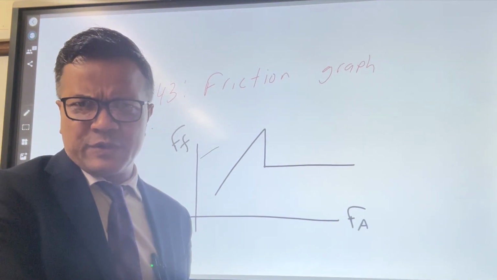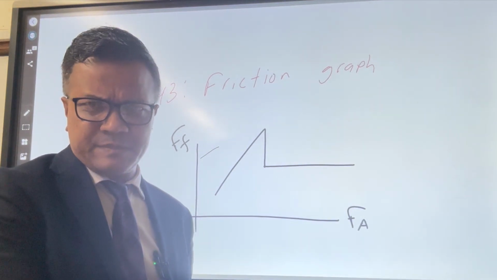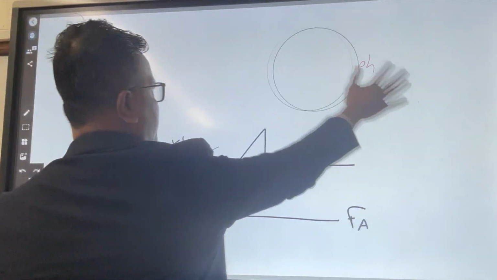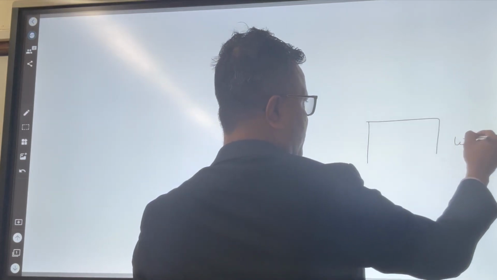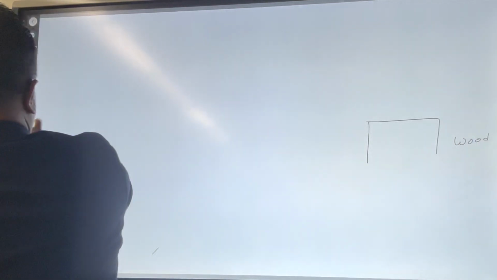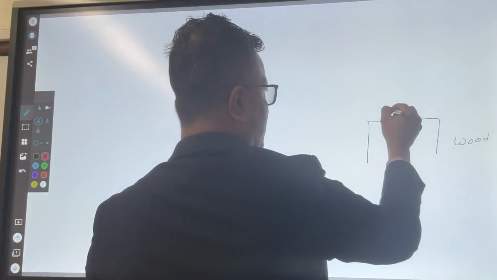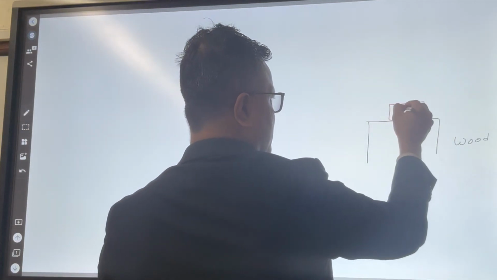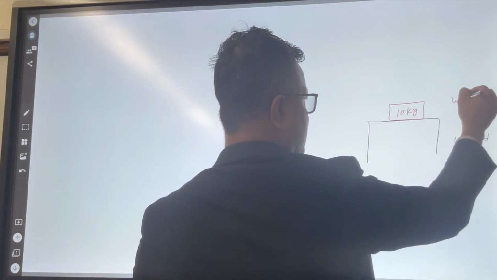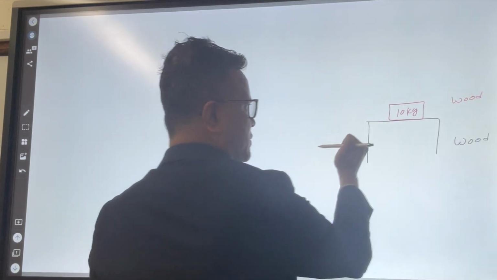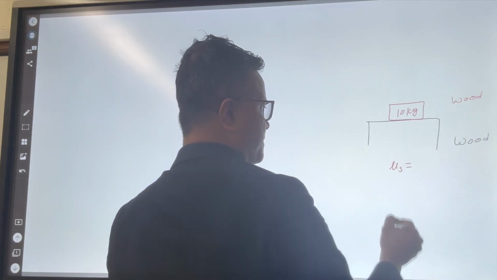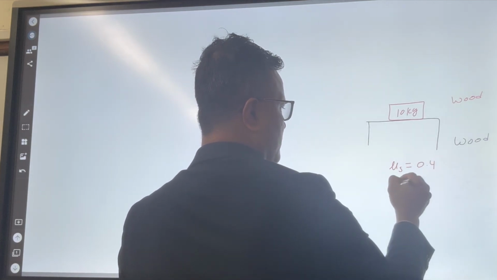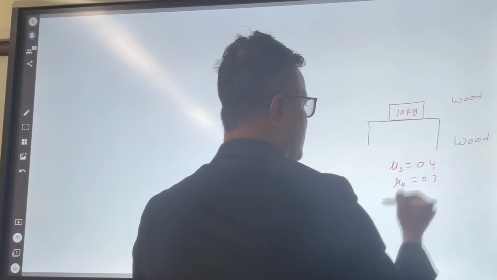So in this tutorial, we're going to quickly go over friction graph. The concept of friction graph, we're going to understand by using this problem. A table made of wood, a box sitting on the table, also made of wood. Okay, wood is moving on wood. What does that mean? Mu s is 0.4, mu k is 0.3.